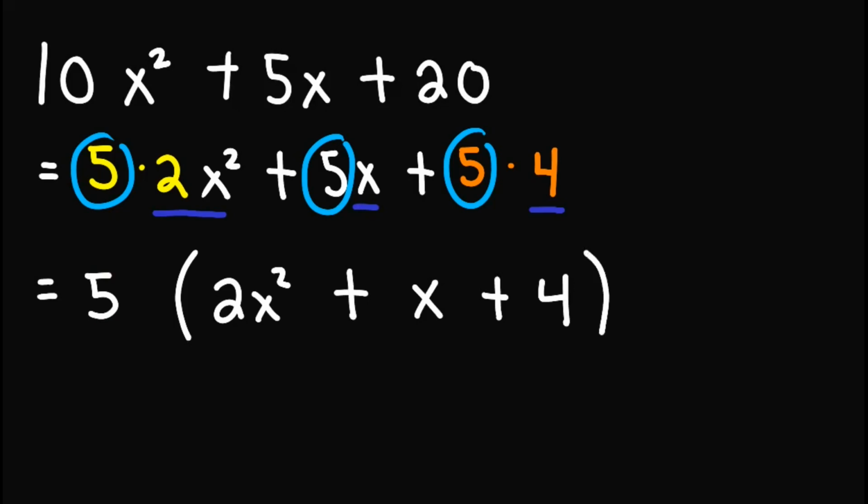Now, if we inspect again, are there any common factors among each of these terms? Well, first, if we consider this 2, is it present in the second term? Nope. It is present in the last term, since 4 can be split into 2 times 2, but since it is not present in the second term, we can't factor it out.